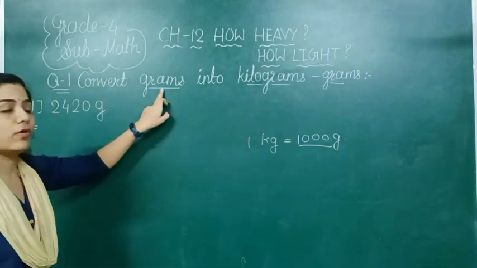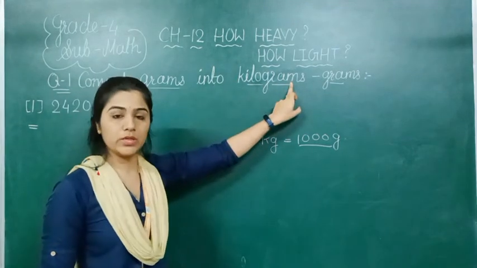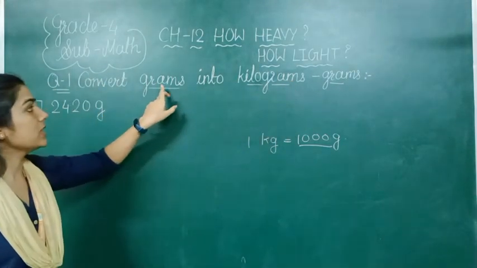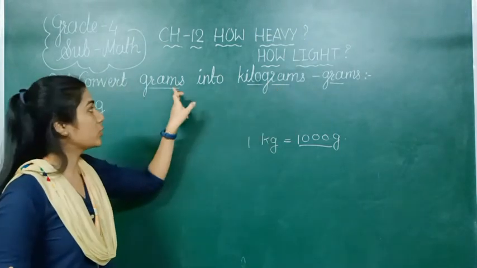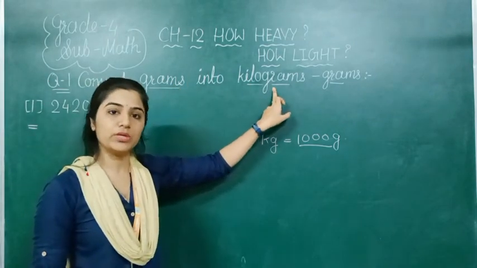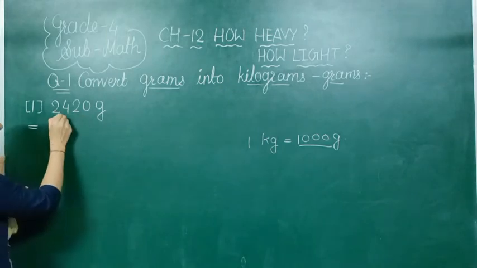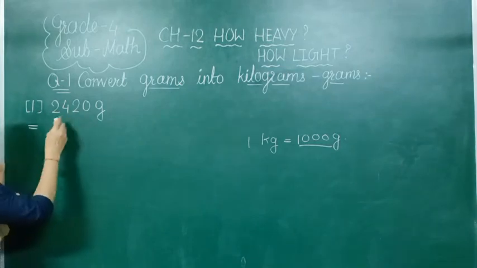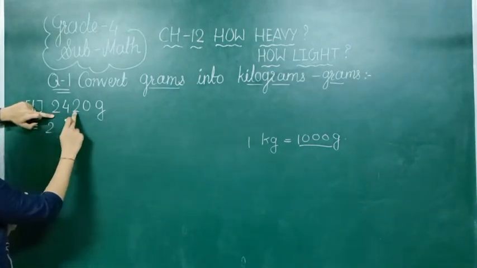I have already informed you that whenever we are converting small unit into big unit, at that time we will divide. Again I am repeating, gram is small unit and kilogram is big unit. So we are going from gram to kilogram, and at that time we will do division. Firstly we will bifurcate this number 2420. There are 4 digits.